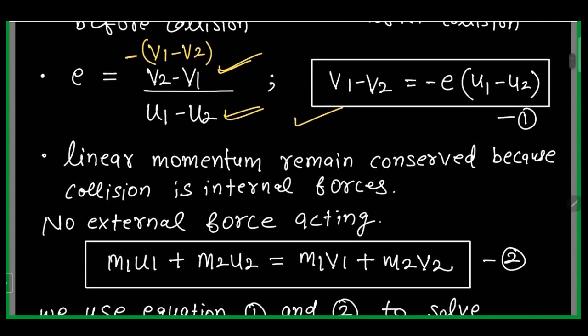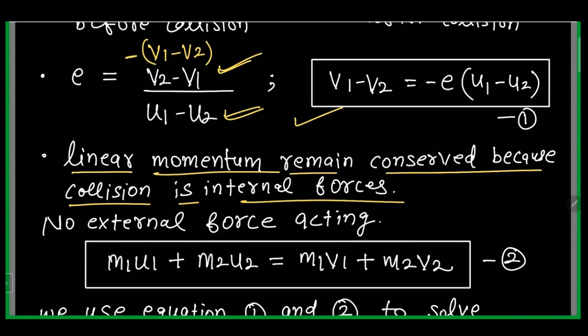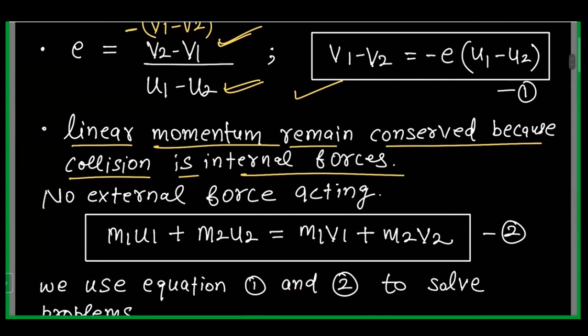Another important concept in this case is, in the last class I mentioned that collision is an internal force. No external force is acting on the system. They both are experiencing force due to each other, but these forces are internal between them. So the total momentum of the system will remain conserved. This we discussed in detail in the last class. Whenever there are only internal forces and no external forces acting, the total momentum of the system will remain conserved.